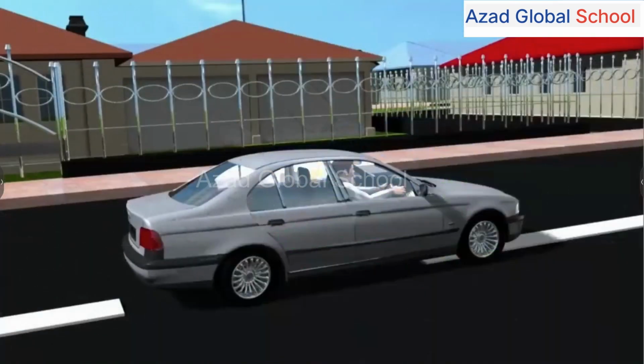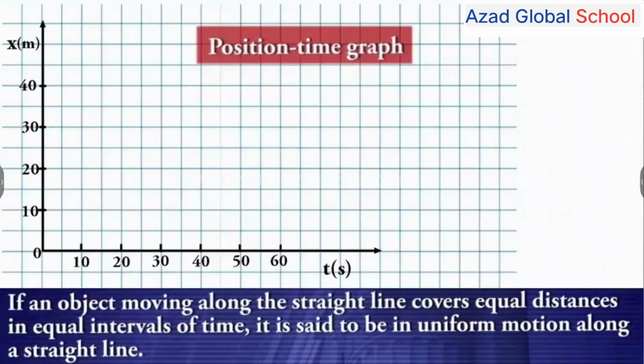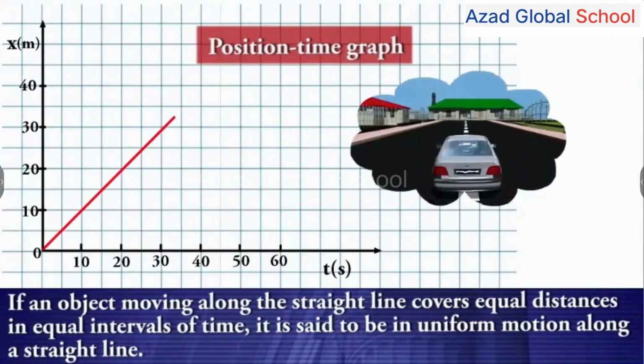Let us first consider the simple case in which an object is stationary. For example, say a car standing still at x is equal to 40 meters. The position-time graph is a straight line parallel to the time axis. If an object moving along a straight line covers equal distances in equal intervals of time, it is said to be in uniform motion along a straight line.